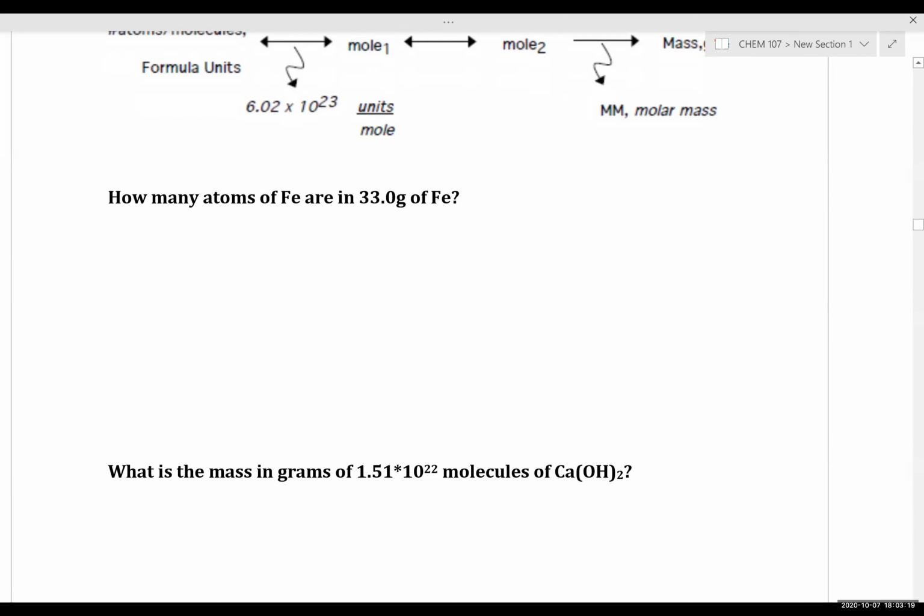So for example, we're asked how many atoms of iron are in 33 grams of iron. So we're trying to go from grams of iron all the way to atoms of iron. And where do we get the atoms from? How do we calculate atoms? What is our intermediate unit? What unit allows us to calculate atoms?